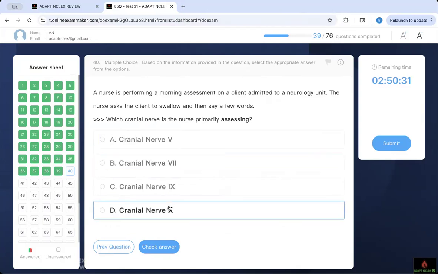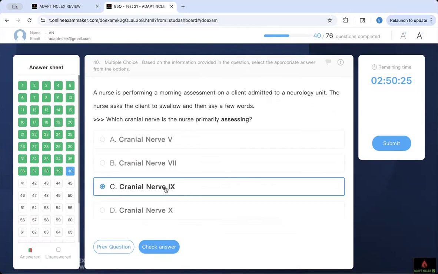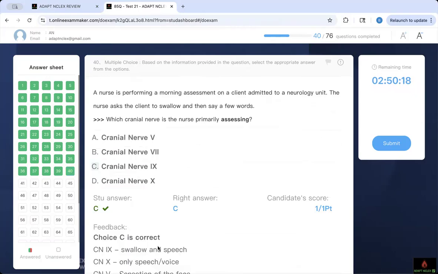9 and 10 are involved in speech, but which one is involved in swallowing? 9. So swallow and speech is 9. Speech alone is 10. Pay attention to that.